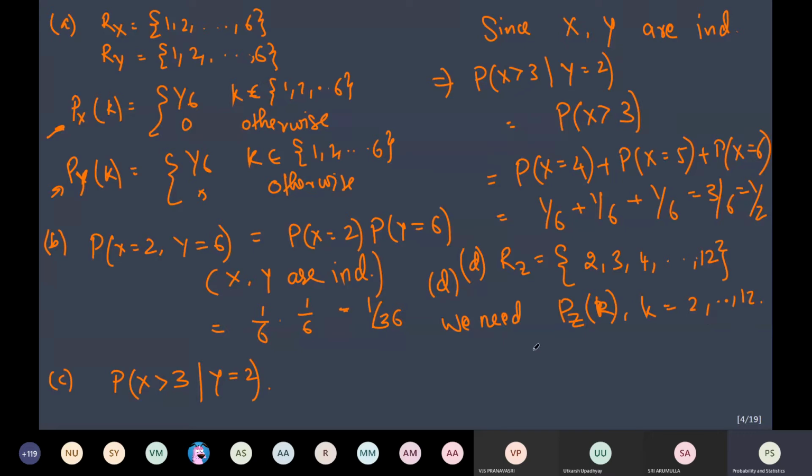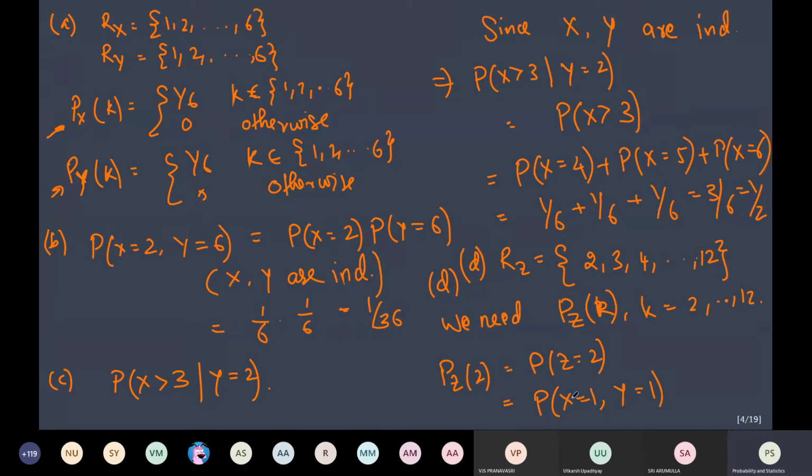Let us start calculating P_Z. Let us say, what is P_Z(2)? P_Z(2) is the probability that Z is equal to 2. So the question is, when is Z equal to 2, referring to X and Y? Z is equal to 2 will happen for which values of X and Y? This happens when X becomes 1 and Y also becomes 1, and that's the only possibility for Z equal to 2. There is no other way.